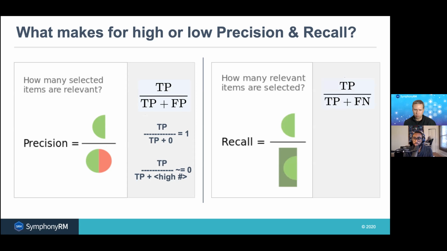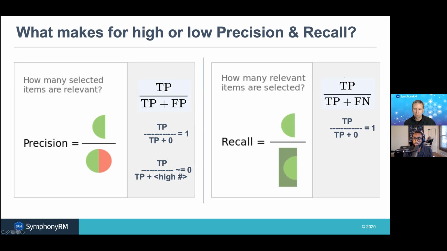We can look at our simple formula and understand what makes it high or low. We have the same pattern: true positives on the top, true positives on the left of the bottom, just like you saw over here. The only thing that's different for recall is we're using false negatives in our denominator. So same type of pattern.